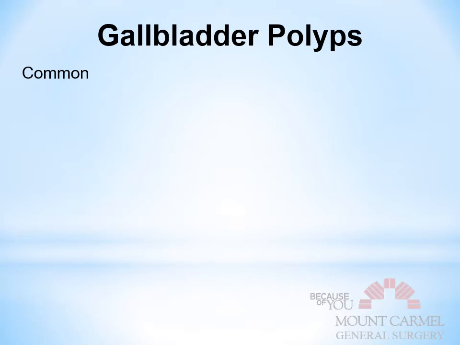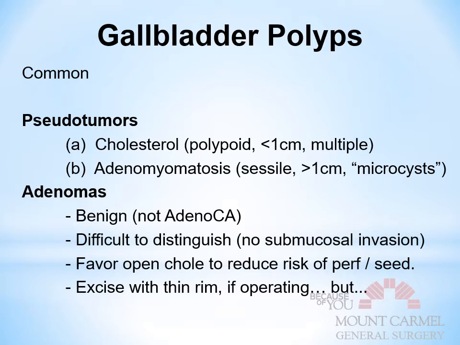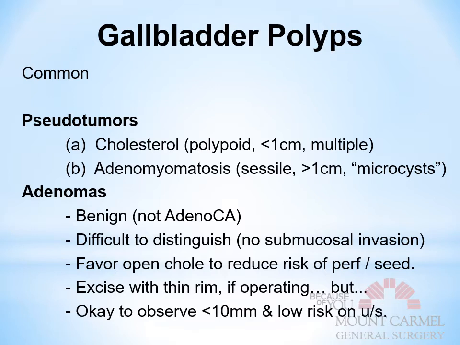Finally, to round things out, we'll talk briefly about other things you might see on ultrasound. For example, gallbladder polyps are very common. We classify them into pseudotumors and adenomas. Pseudotumors are cholesterol-like or cholesterol derivatives, tend to be less than a centimeter, and there are lots of them all over. We saw a number of images of those earlier. Those would certainly not be an indication in themselves to open a gallbladder or something.